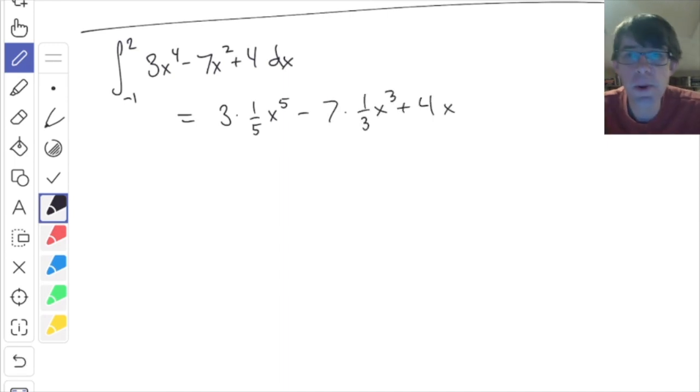Excellent. This is a typical sort of easy antiderivative, right? Since it's a polynomial, every time you increase the power by 1 and then divide by the new power out front. All right, this is the antiderivative.